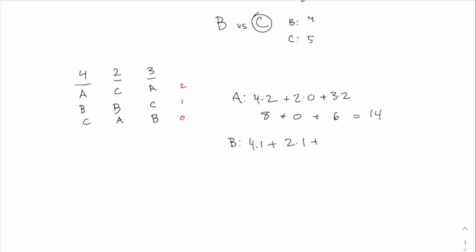Plus the last column is a 0, so that's a 3 times a 0. This adds up to 4 plus 2 plus 0, that's 6 points for B. And then C is going to be a 4 times 0 plus a 2 times 2. That's 2 points in the middle, plus a 0 at the end.